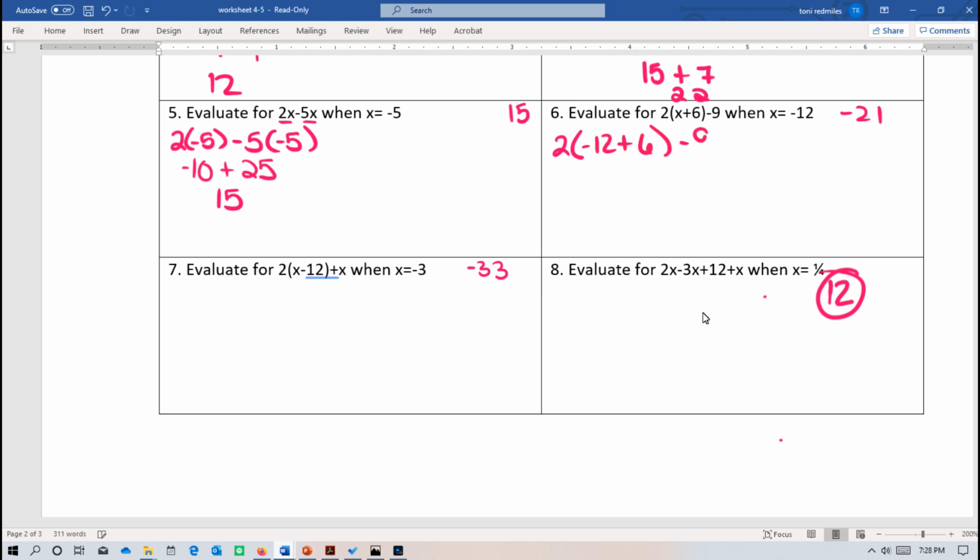All right, I got to do that parentheses first. So -12 plus 6 is going to give me a -6. Then I have to do the multiplication second, which is going to give me a -12. And then I can subtract those 2 negative numbers, which is basically adding up my debt, and I owe $21. Two more.